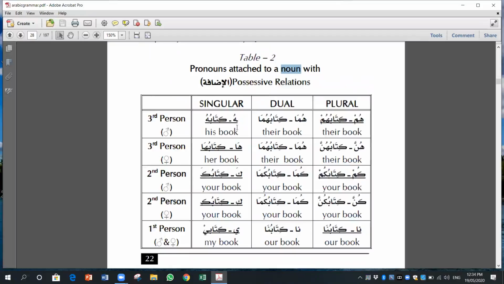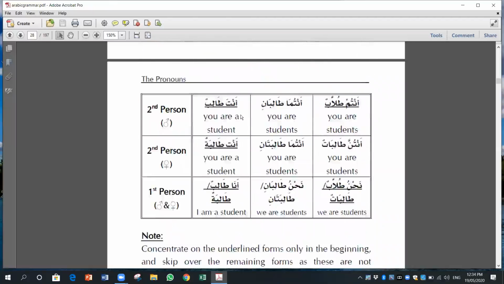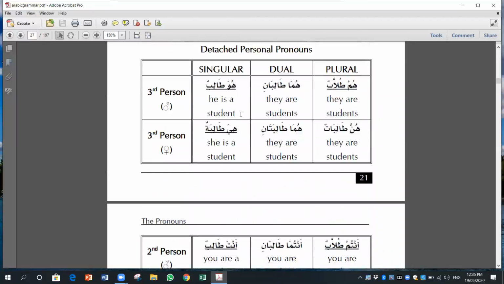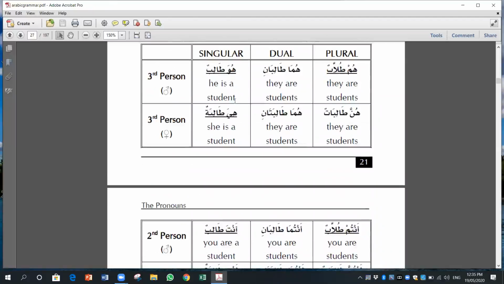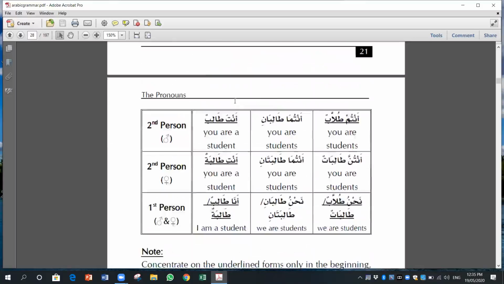Aisha, do you remember what was the very first detached pronoun for third person male? I said, what was the first pronoun we studied? It was hua. Now if you just cut this vowel, what will remain? Who.